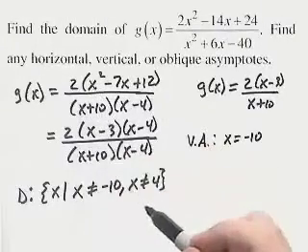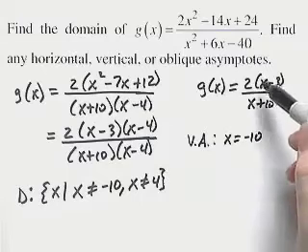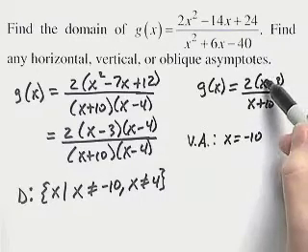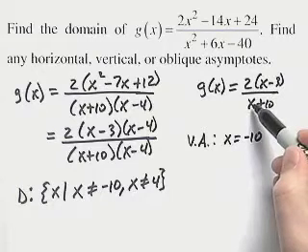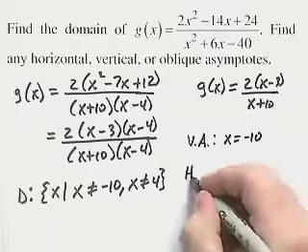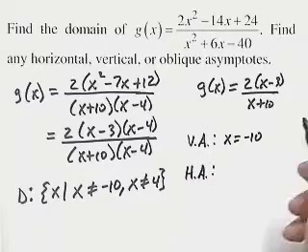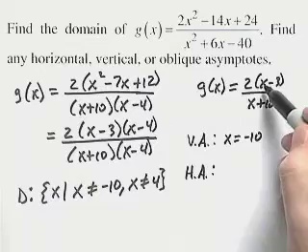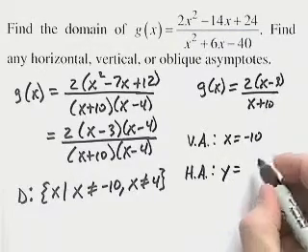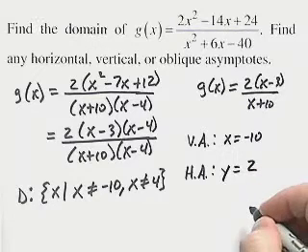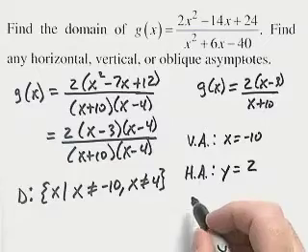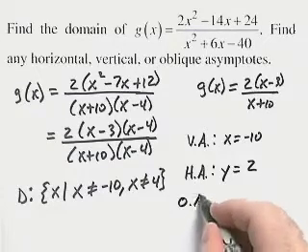Next, we'll look for horizontal asymptotes. To do that, we want to consider the degree of the numerator and denominator. We see that the degree of the numerator is 1, the degree of the denominator is also 1, and so we'll get a horizontal asymptote that's equal to the ratio of the leading coefficients. In the numerator, that would be 2, and the denominator, that would be 1, and so we get a horizontal asymptote of y equals 2. Since we can't have horizontal and oblique asymptotes at the same time, we have no oblique asymptotes.